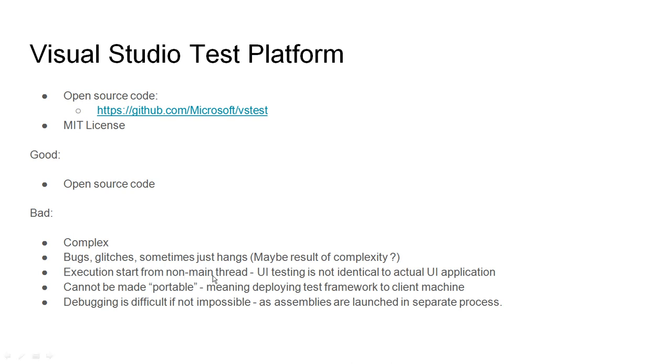Execution starts from a non-main thread, so UI testing is not identical to the actual UI application. It cannot be made portable, so it cannot be deployed on a client machine. Actually, it could be deployed, but you need to pick up a lot of assemblies for that. Debugging is really difficult because from time to time it tends to launch a separate process, and in order to debug that you need to debug that separately launched process.